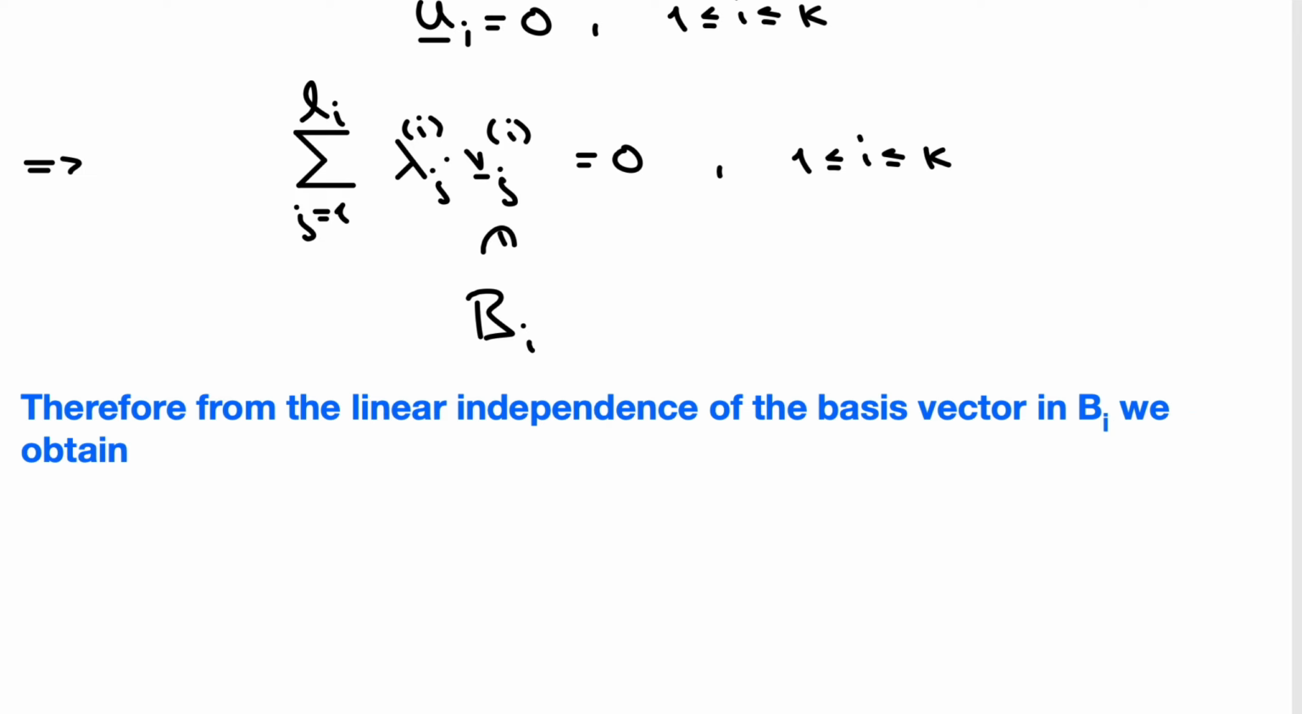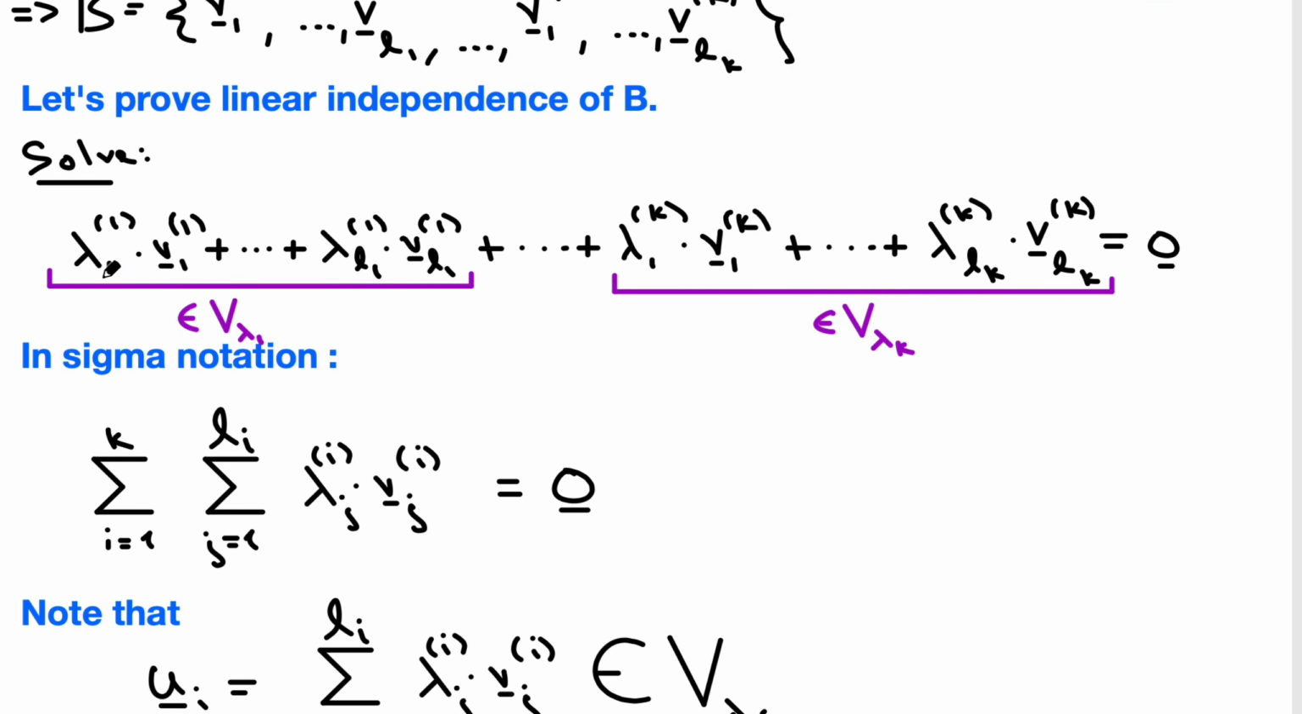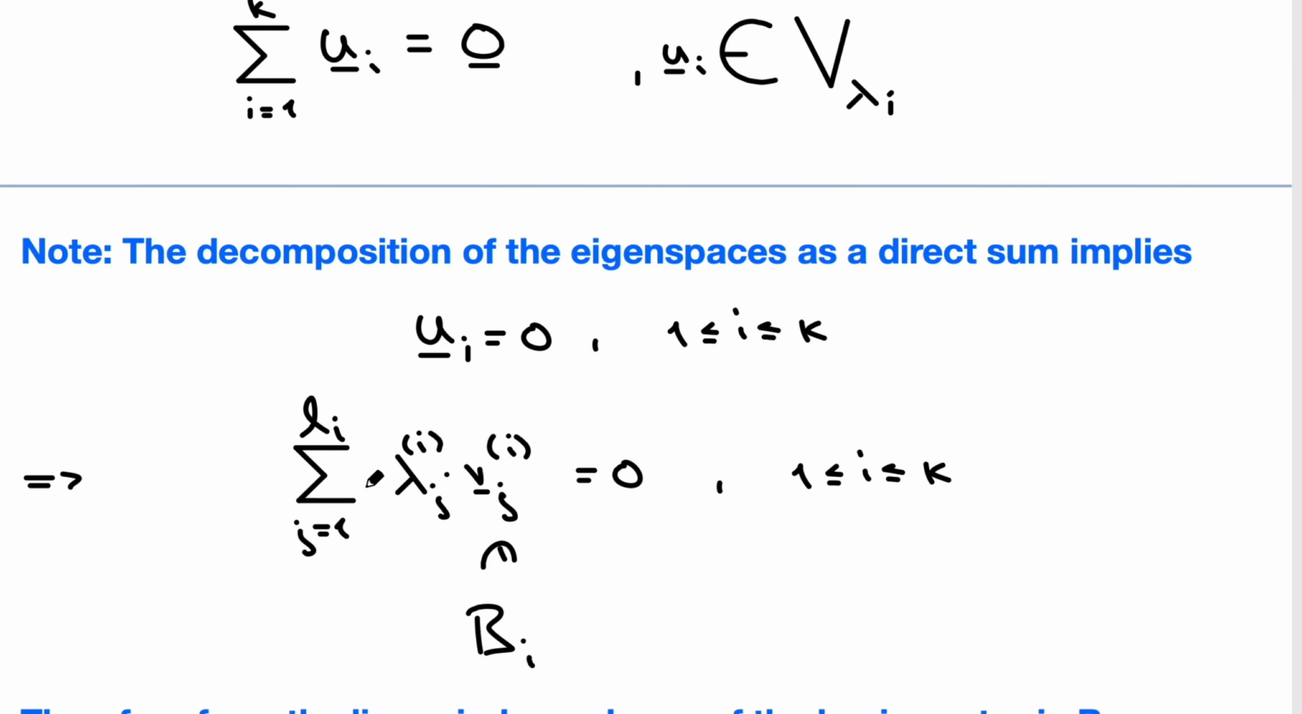we obtain that the lambda ji's are all 0. They're all 0. Now j runs from 1 to L1, and the i's run from 1 to k. And that means we proved linear independence, right? If we go back up to the initial expression, that means we proved that all of these coefficients, all of them are 0. Therefore, we've shown that B is linearly independent.